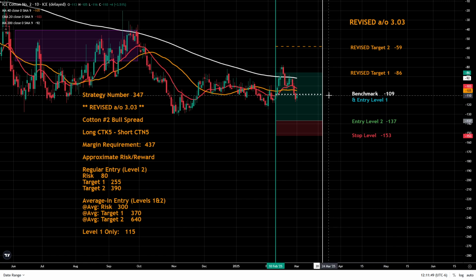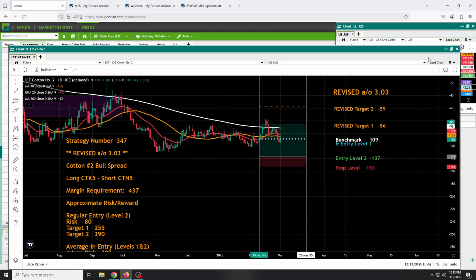Currently sitting with some level of unrealized loss for those who got in at entry level 1, which was the benchmark at -109. Entry level 2 has not been filled yet. I want to keep that there. So that's going to continue to work. And stop is not changing. It's just the targets up top here. All right. So that is strategy 347. All right, let's hop on over to the next one.